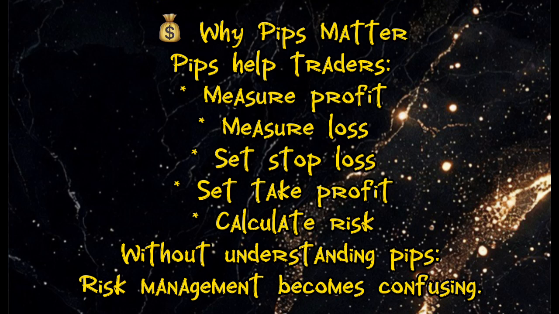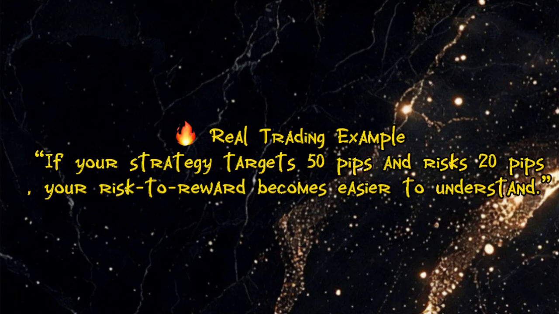Moving forward, we can see this real trading example, because I want this to be very realistic, not just theoretical, but also something you can practice and understand for yourself. If your strategy targets 50 pips and risks 20 pips, your risk to reward becomes easier to understand. I don't know if you get me. Why does this make sense? If you are targeting 50 pips on a trade and risking 20 pips, then you know that your risk to reward is above 1:2. When you are targeting 20 pips and your risk is 20 pips, you know it's not reasonable to target 1:1. And it depends on your kind of strategy.